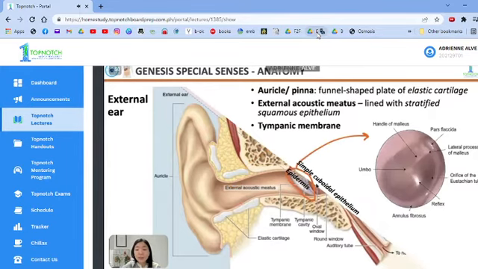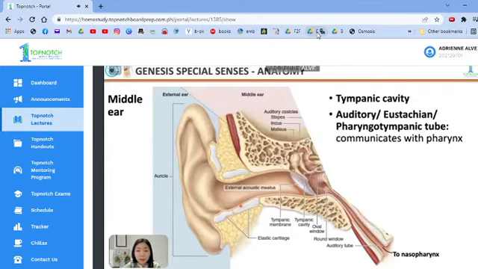This canal leads to a thin membrane called the tympanic membrane or eardrum. This is a fibroelastic connective tissue. Outside, it's covered with epidermis, but internally, it's covered by the simple cuboidal epithelium of the mucosa that lines the middle ear cavity. So the sound waves from the air will cause vibrations of the tympanic membrane, and this transmits energy to the middle ear by moving a set of bones.